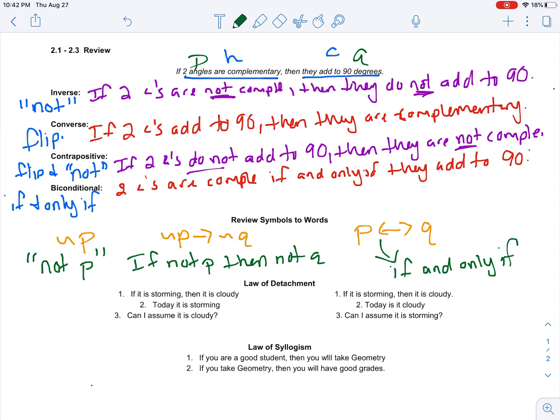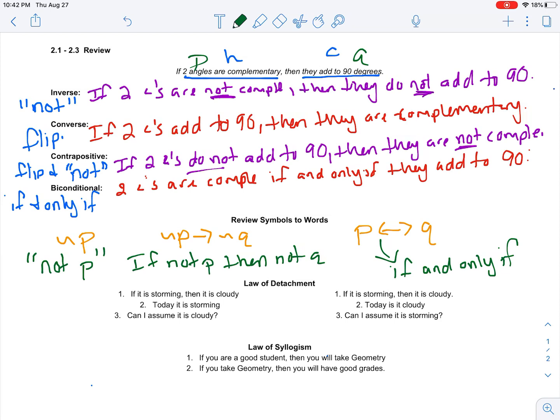The only other two things that were in 2.3 were law of detachment and law of syllogism. So let's talk about those real fast. Law of detachment, remember, gives you an if-then statement. And then for your second statement, it applies the hypothesis. Okay, it has to apply the hypothesis. It cannot apply the conclusion.